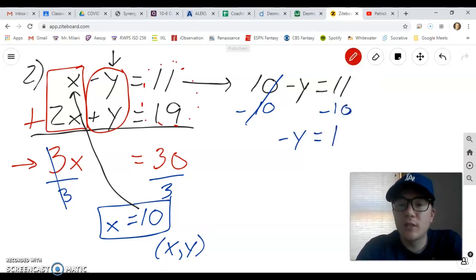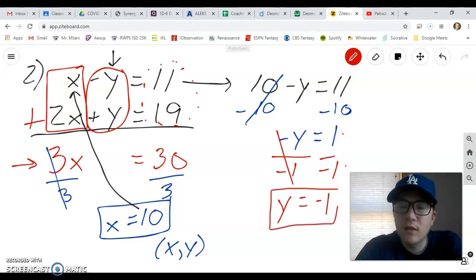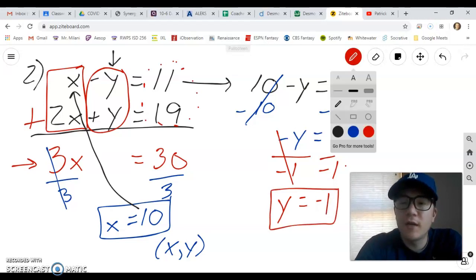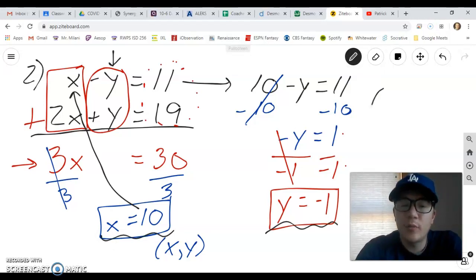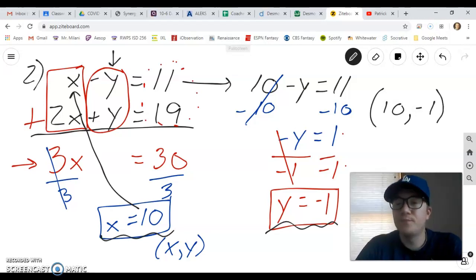And then we have to make it a positive y, so just divide by -1. So that cancels, and 1 divided by -1 is going to be -1. So your y equals -1 here. So your final answer has the x of 10, the y of -1, and you end up with the ordered pair (10, -1).